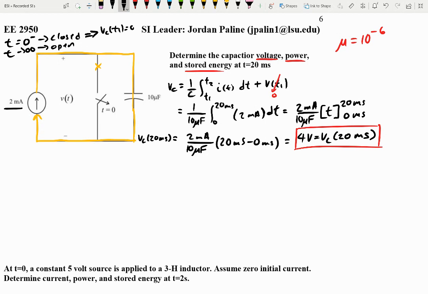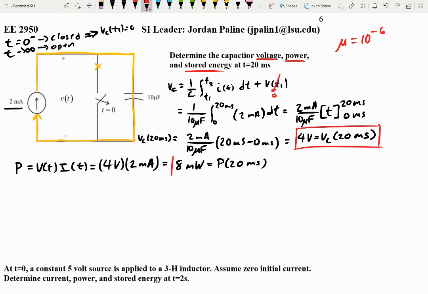All right, now let's look at the power equation. Power is going to be V of T times I of T. So at 20 milliseconds, the voltage we said was 4 volts. We know the current is going to be 2 milliamps. So therefore, we will get 8 milliwatts for the amount of power we're going to have at 20 milliseconds.